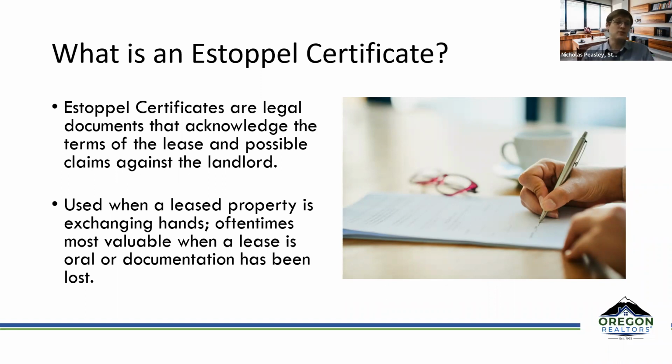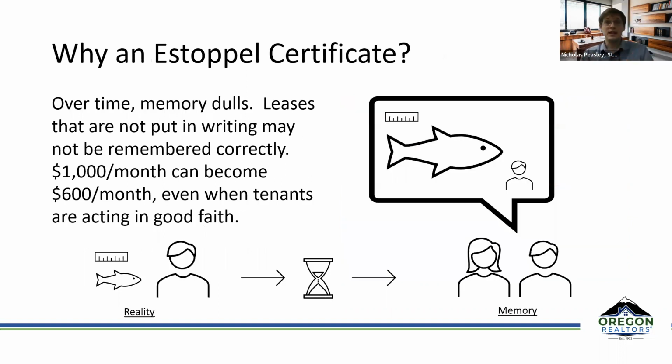These are designed to be used when property is exchanging hands with a lease. The real use case, like a place where people really want an estoppel certificate, is when a lease is oral. The parties just agreed that you would be renting the space but never wrote anything down, or when lease documents have been lost or damaged. In those cases where your record of the information is gone, you want an estoppel certificate, because sometimes memory does not match reality. And that's a problem.